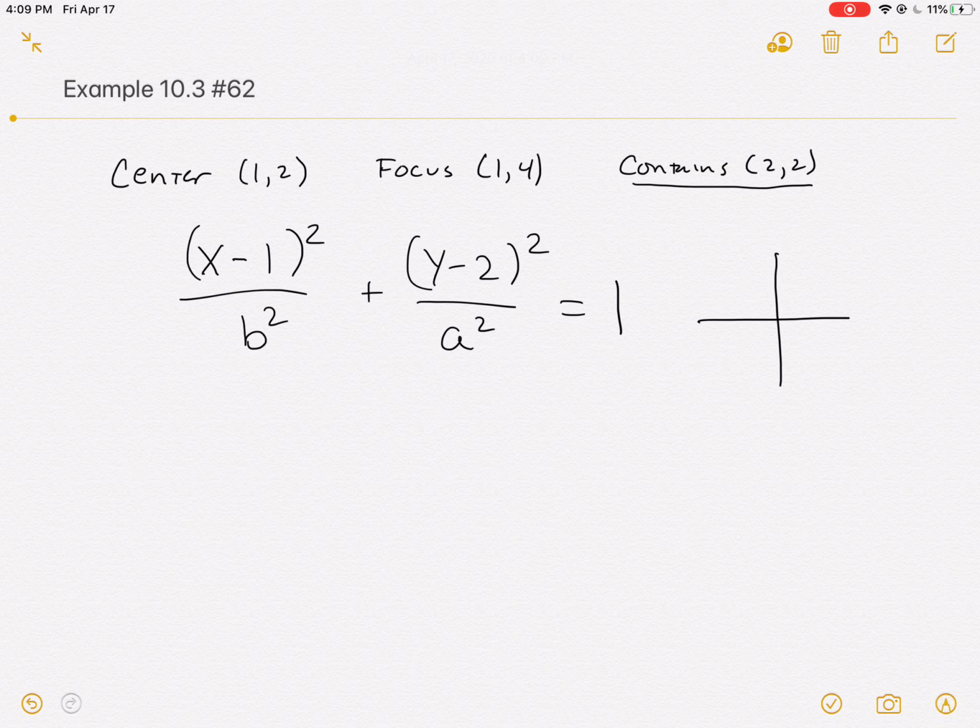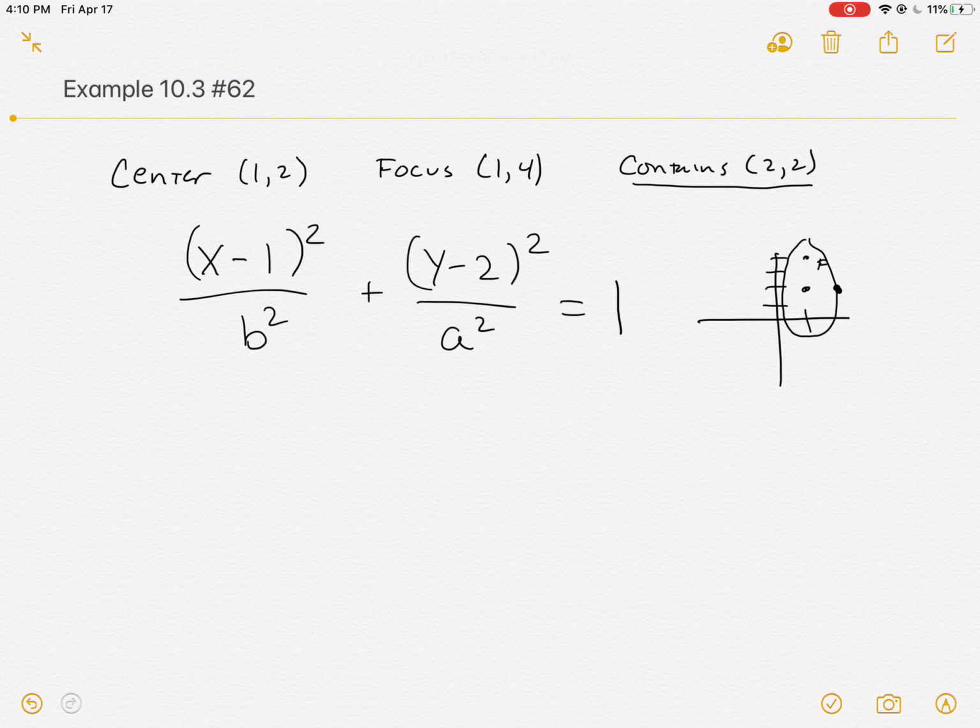We have a center that's at (1, 2), a focus that is 2 higher than that, right? So that's why I'm claiming it looks something like this, right? Because that focus point is inside the ellipse. So we don't have any of the vertices, but it does contain (2, 2). Well, where's (2, 2)? Well, (2, 2) would be here, right?